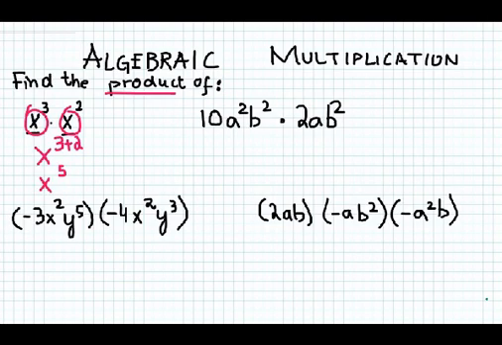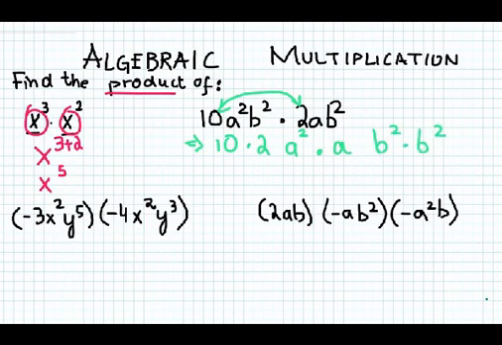Now let's solve this one. We have 10a squared b squared into 2ab squared. So here we have two coefficients, 10 and 2. So you can write this way: 10 into 2. You can write the similar variables together: a squared into a, and b squared into b squared. Now it's time for multiplication. So 10 into 2 is 20. Remember, here we have plus sign and here we have plus sign. So plus plus is plus, so we don't need to worry about the sign.